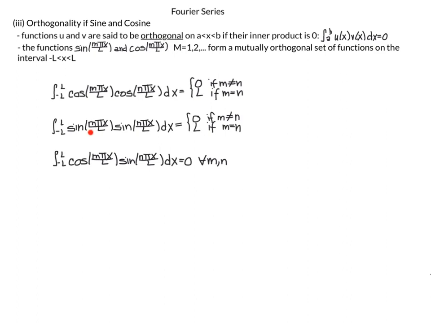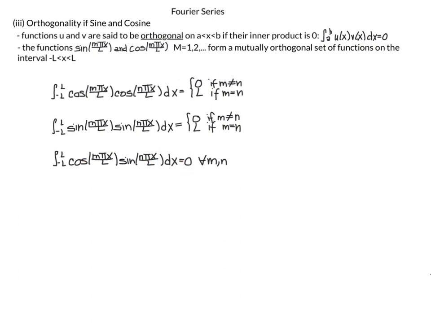Similarly for sine, if you have sines of different periods, when you take this integral, it is going to be 0. They're going to be orthogonal. And if m and n are equal, then this integral, the inner product, will be equal to L. Last, if you take a sine and a cosine, and they can actually have the same period or different periods, so for all m and n, this inner product will equal 0.